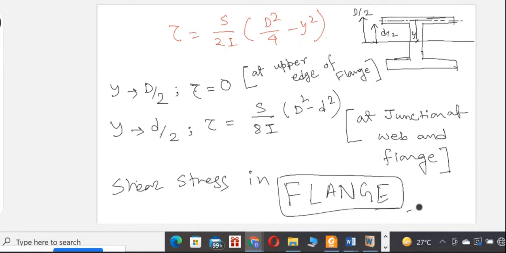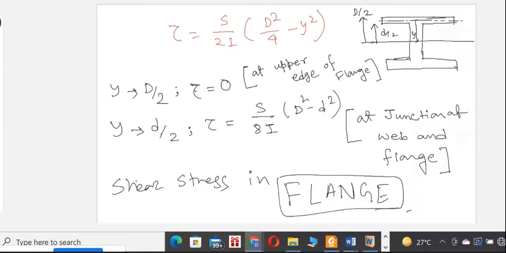Now we will look for the shear stress calculation in web. What will be the value of I in this? Tell me, what will be the value of I? The I is the moment of inertia of the entire section. Entire section means this complete I section, you will have to find its moment of inertia with respect to the neutral axis.